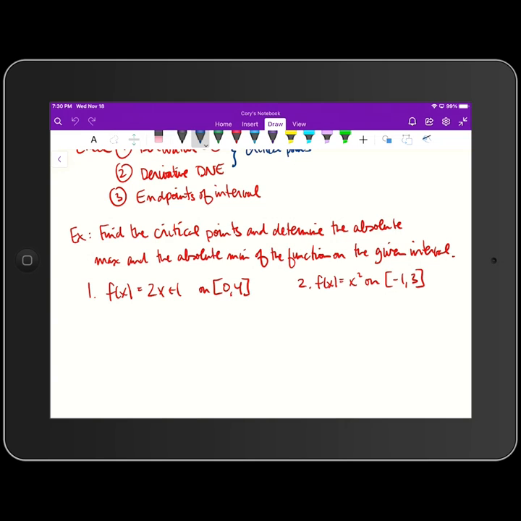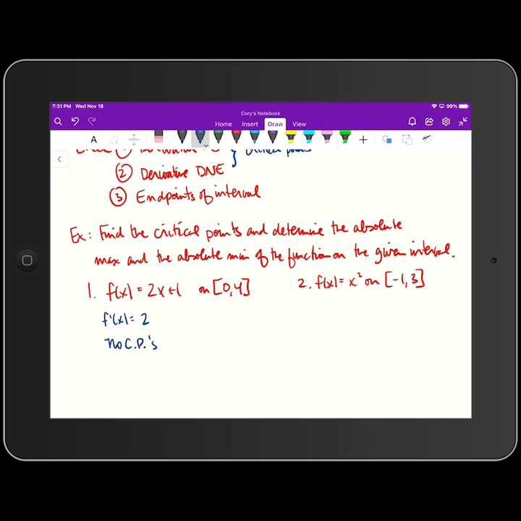Okay, so what we want to do is take the derivative of this function. So f prime of x, the derivative of 2x plus 1, is 2. And we want to take that derivative and find the critical points. When we are finding critical points, we are looking for where the derivative is equal to 0 or where the derivative does not exist. And that derivative is never going to be equal to 0. And also that derivative always exists. So this function here has no critical points.